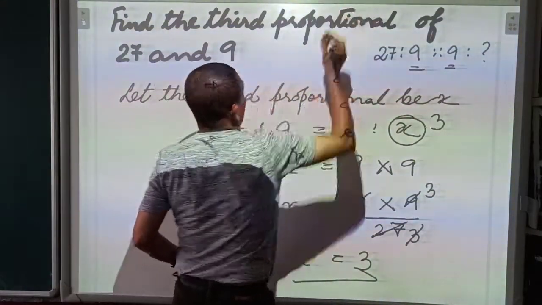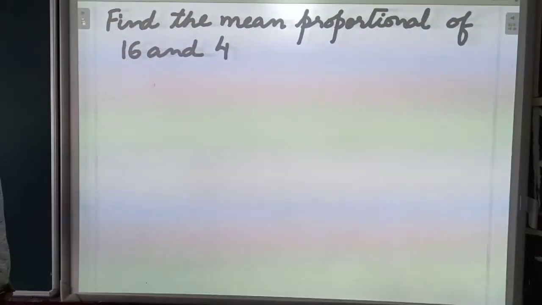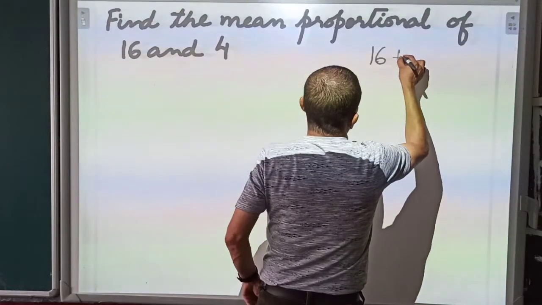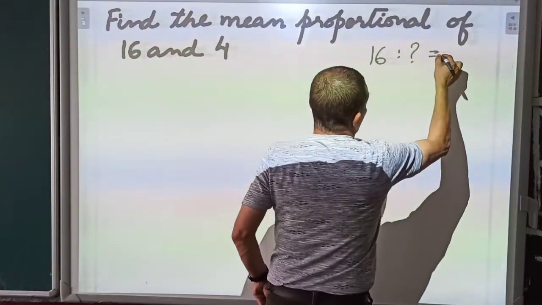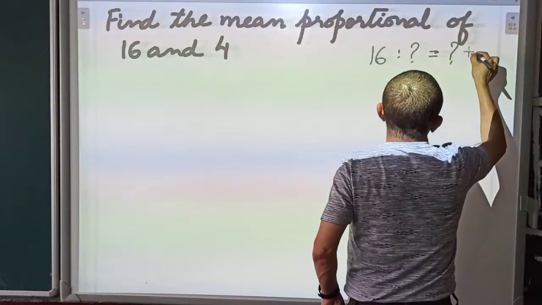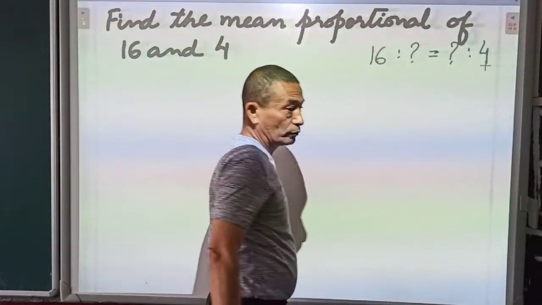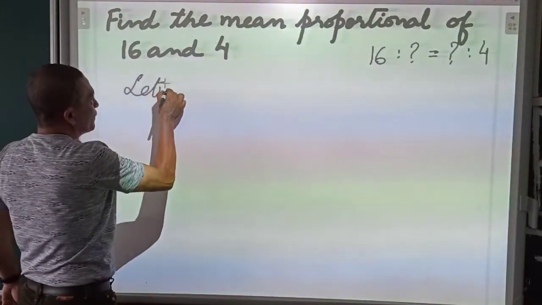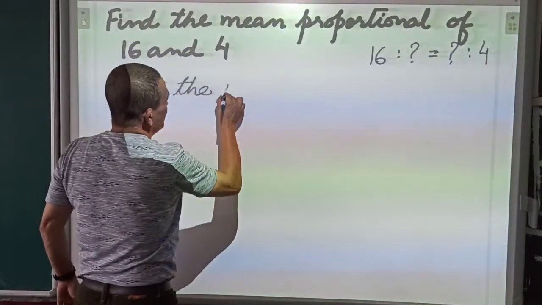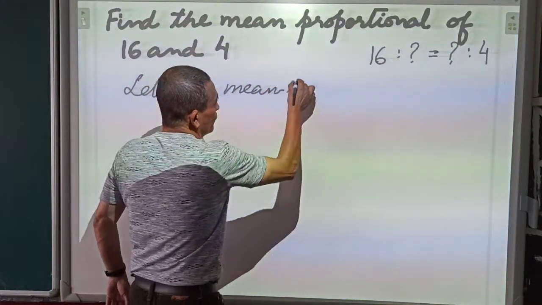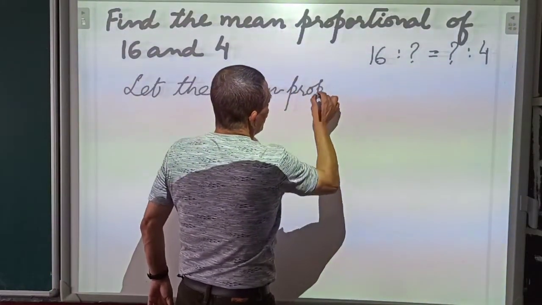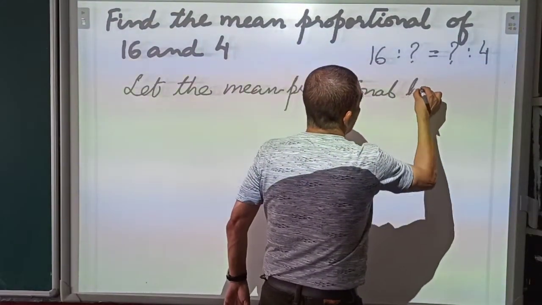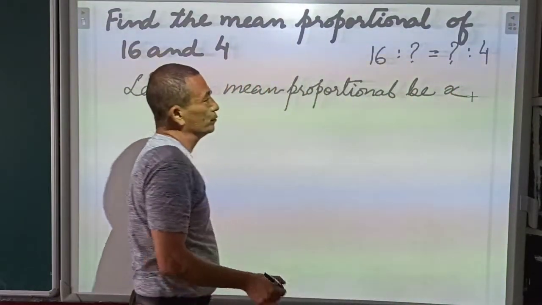And another type of sum that we have is finding the mean proportion. Here it means 16 is to something is equal to something is to 4. So we will have to find the mean now. So let the mean proportional be x.